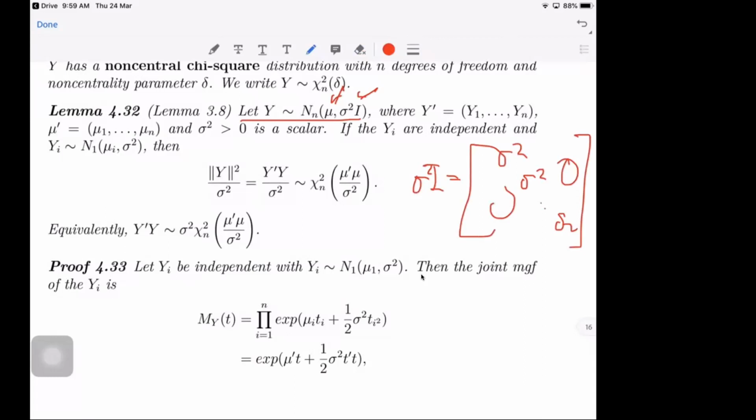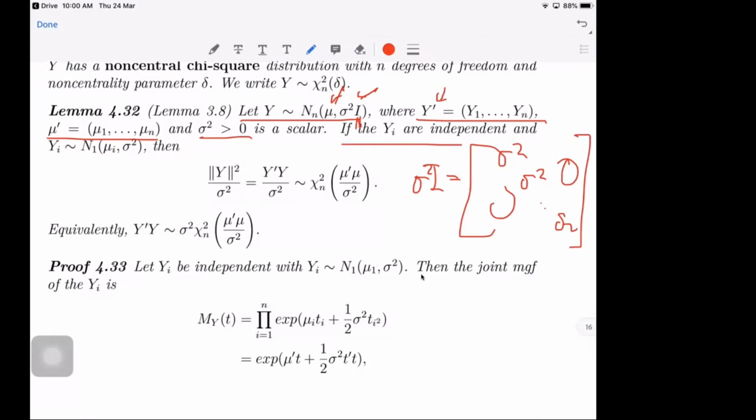Because this is multivariate. If it were just sigma, it would mean it is univariate. You have to attach the identity matrix. Okay, so this is your vector of y. This is prime because it was written horizontally, and then you have your mean vector here. Sigma square is just a scalar.